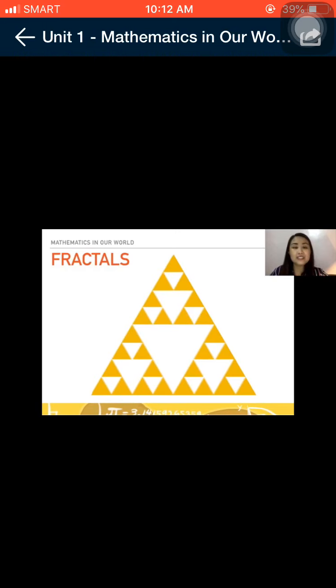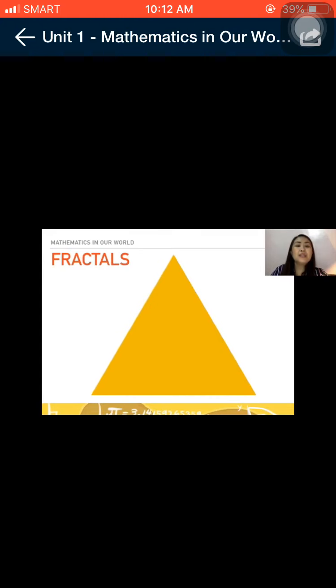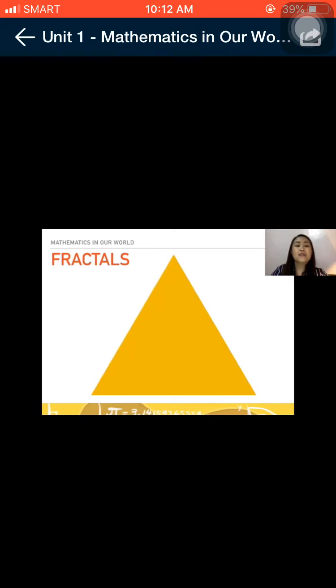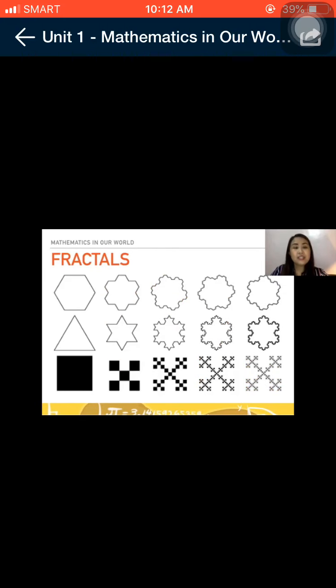Then we repeat that. Okay. We take out the middle part in each triangle. So now we have 27 triangles. 81. Okay, and this one 243. So as you can see, by repeating the same pattern, we can form a fractal.